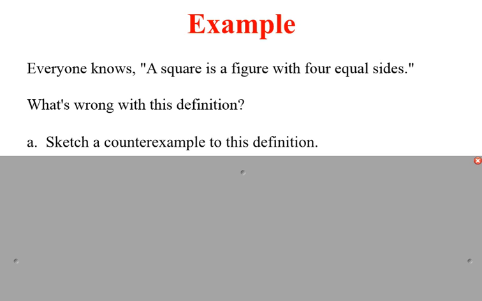All right, here's another example. Everyone knows a square is a figure with 4 equal sides. Yeah, sure. Or maybe not. What's wrong with this definition? What's wrong with it is we can come up with some counterexamples. If you're watching this at home, pause the video and try to picture a counterexample: one that abides by the definition, a square is a figure with 4 equal sides, but is not actually a square. When you're done thinking, hit play again.